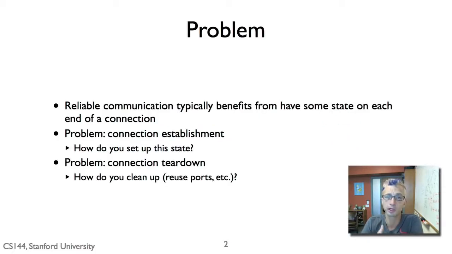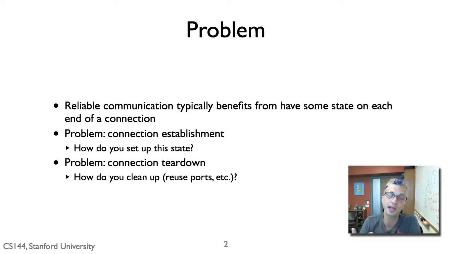So the high-level problem here is if we want to communicate reliably, it turns out it's very helpful to have state on one or both ends of the connection. It turns out you can communicate reliably with something stateless on one end or the other, but it's much less efficient. Having a little bit of state is great. It'll give you much better throughput, etc.